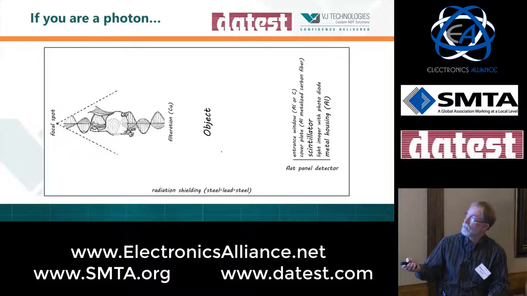This is kind of a cartoon schematic of what goes on here. You have a source at one end, you have a detector at the other end, you have an X-ray photon hitting an object, creating energy that's picked up through a window onto a cover plate in a scintillator that turns that energy into visible light that you can then analyze and then capture with software. And all of this in a highly shielded environment.